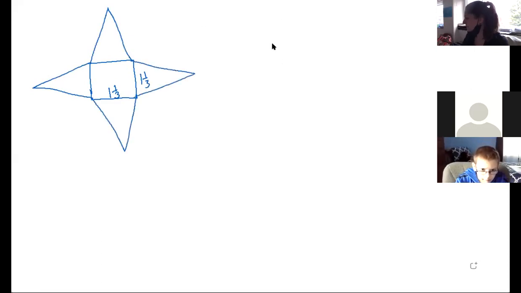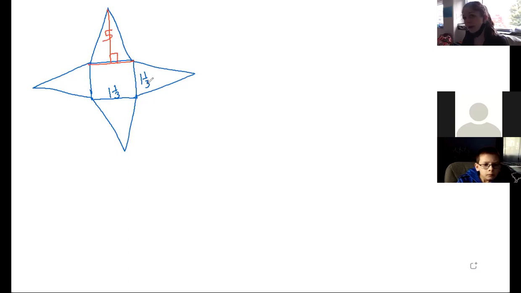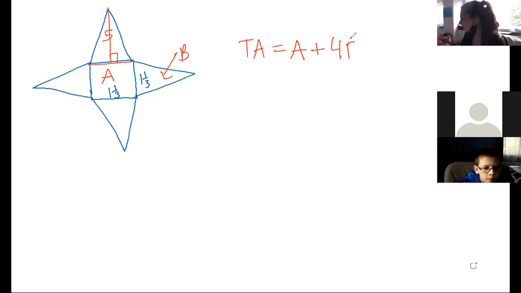I'm going to write the heights in a different color just so they draw your eye a little bit differently. The height of these triangles is 5. The bases are the same as the length of the square, which is 1 1/3. All right, same as always. How do I calculate the total area of this shape? I have one shape that we're going to call A. And how many shapes are we going to call B? 4, right? 4 identical shapes that we can call B.